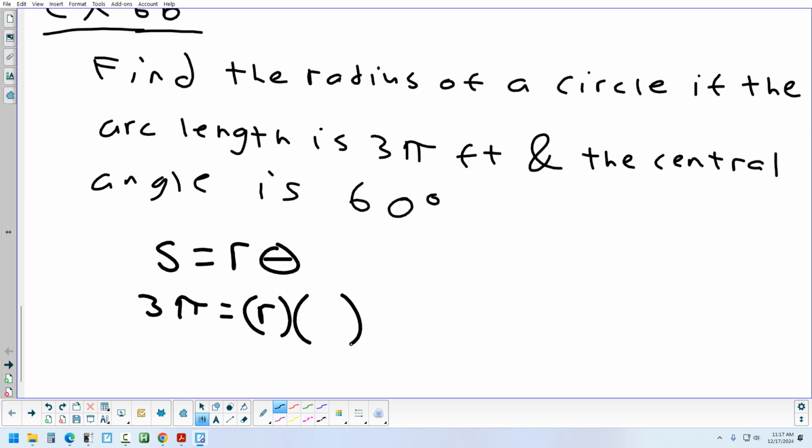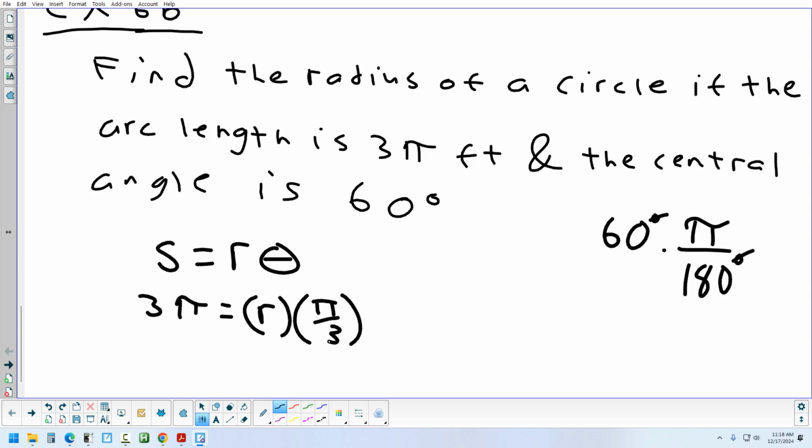Did they give me an angle? Yes. Did they give me theta? No. They did give me an angle, but that is not what you plug in for theta. What do I have to do to the 60 degrees? Convert it to radians. So we multiply by pi and divide by 180. And what does 60 pi over 180 reduce to? Pi over 3.